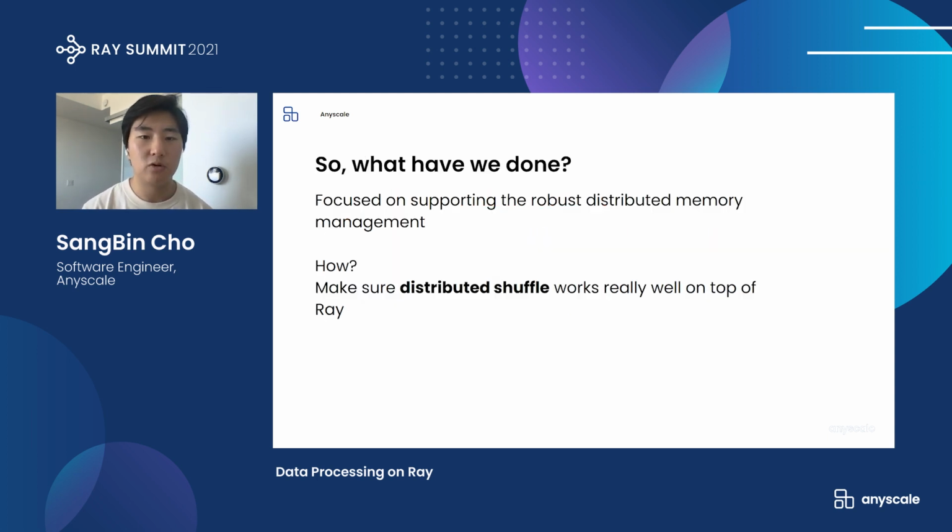To make sure Ray supports large-scale data processing well, we wanted a robust distributed memory management layer that solves the problems I just stated. The approach we took was to build a simple distributed shuffle workload. And we wanted to make sure this works really well on top of Ray at large scale.